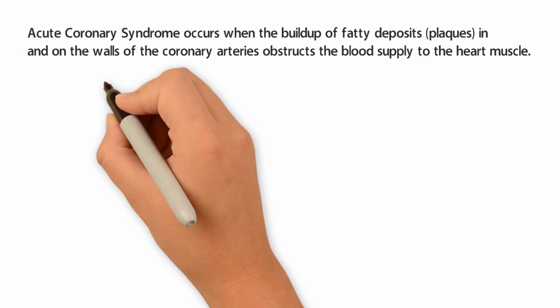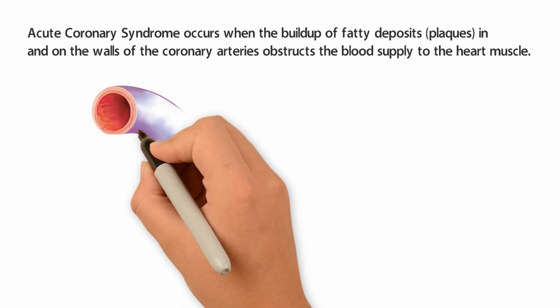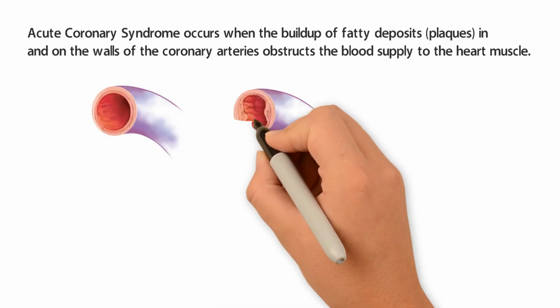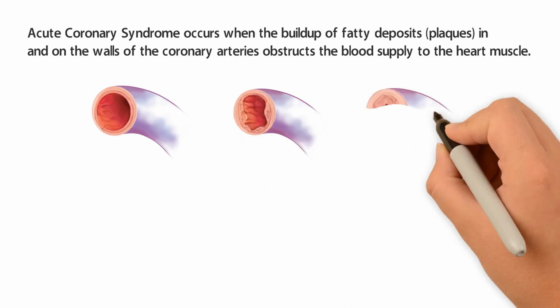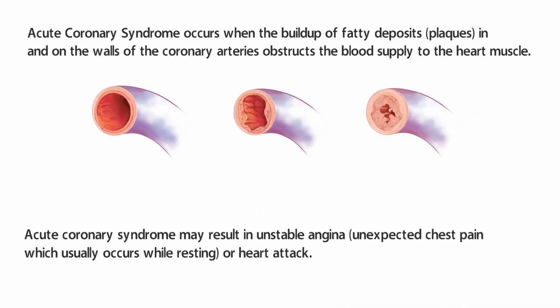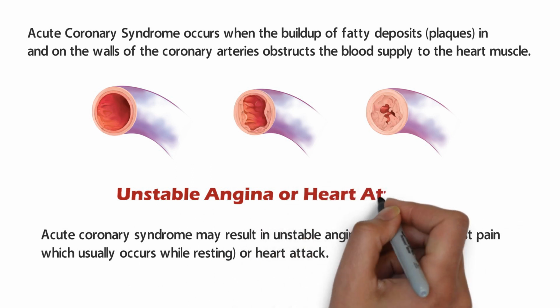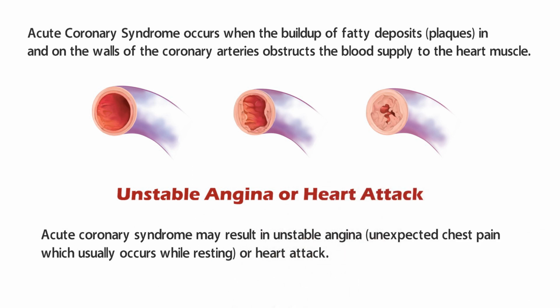Acute coronary syndrome occurs when the buildup of fatty deposits in and on the walls of the coronary arteries obstruct the blood supply to the heart muscle. Acute coronary syndrome may result in unstable angina or heart attack.